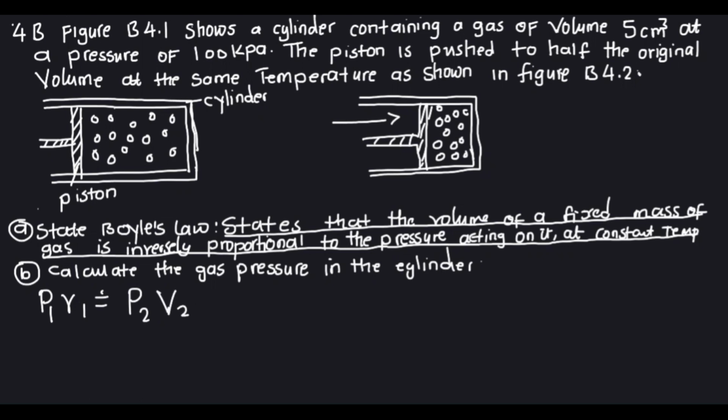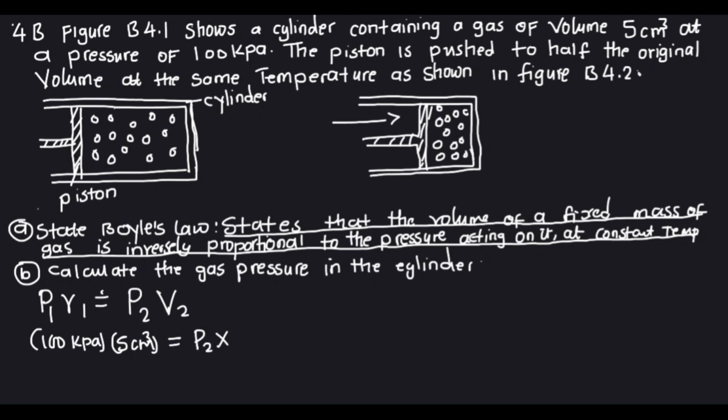Now let's look at the data that we have. Let's look at pressure 1. The pressure before the piston was pushed was 100 kilopascal. So this is our pressure 1, 100 kilopascal. Then the volume was 5 cubic centimeters. Then we are solving for pressure 2. Now, what was the volume 2?